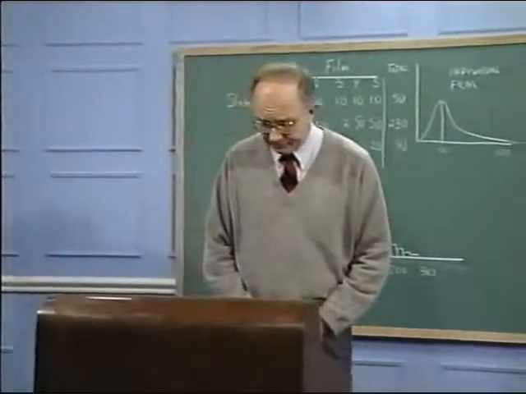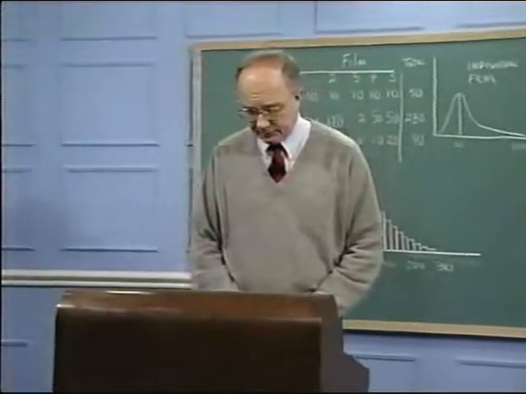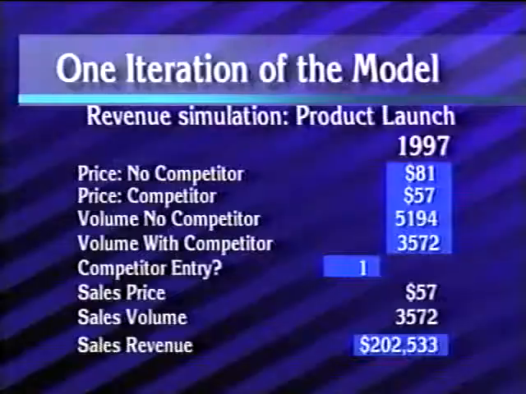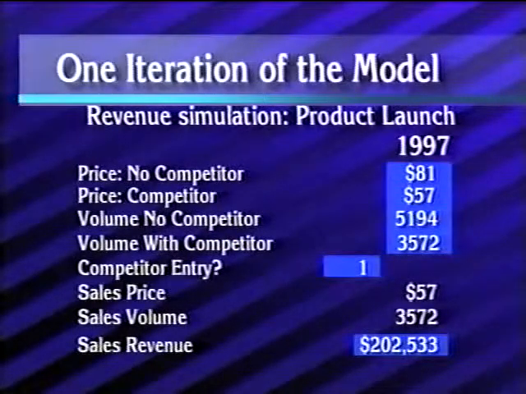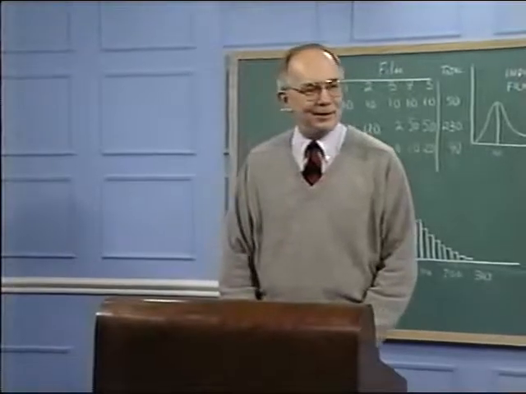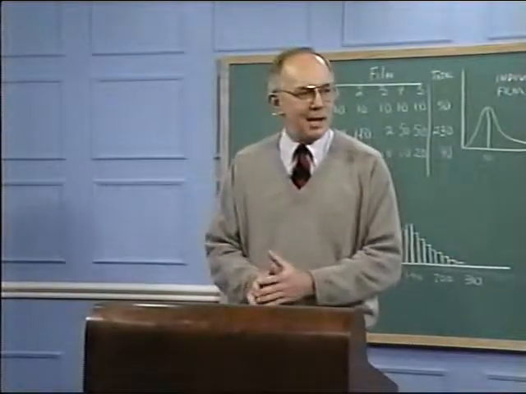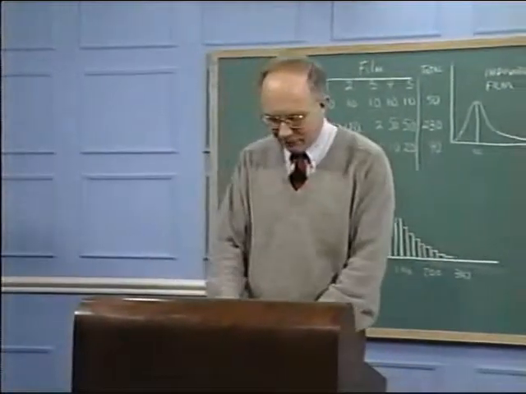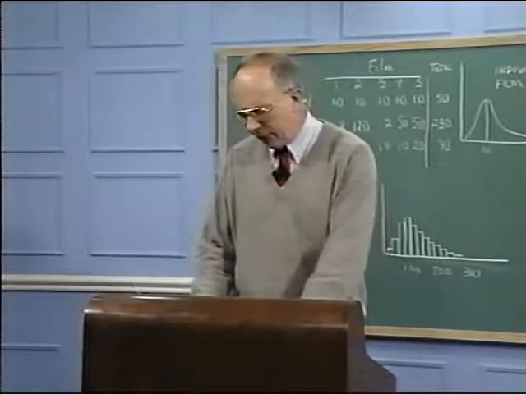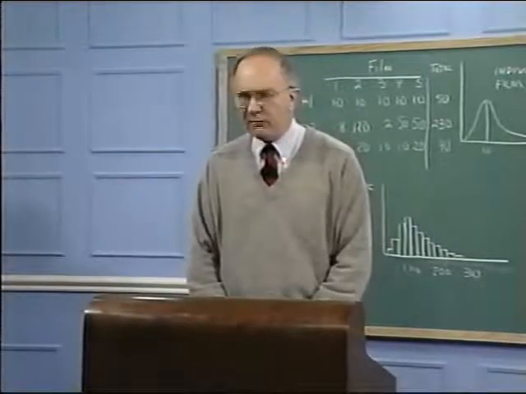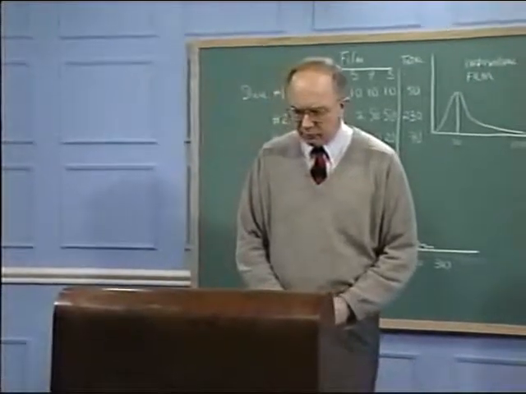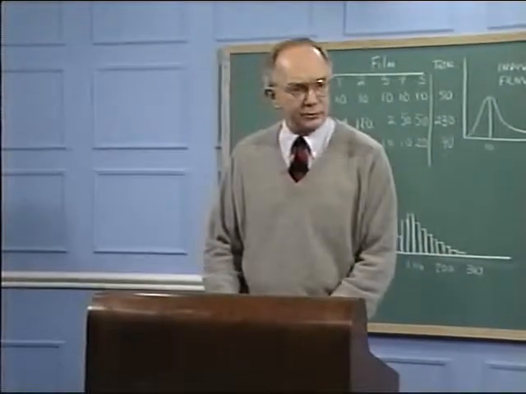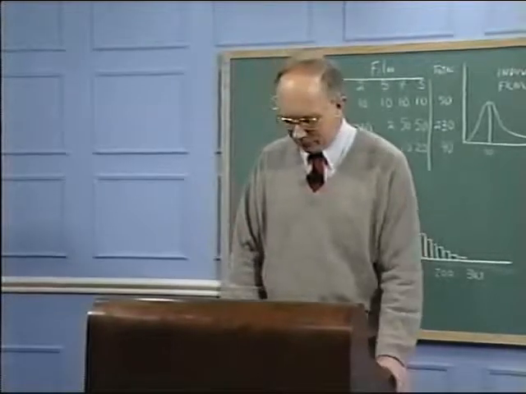And what happened in this case was that the model selected a competitor entering, and the revenue associated with this run of the model is $202,533 for my product. That's one calculation of the spreadsheet. I'm going to do this 500 times, and if you turn to the next slide, you'll see that what I have here is a forecast chart. A forecast chart which relates to 500 trials of this revenue simulation.